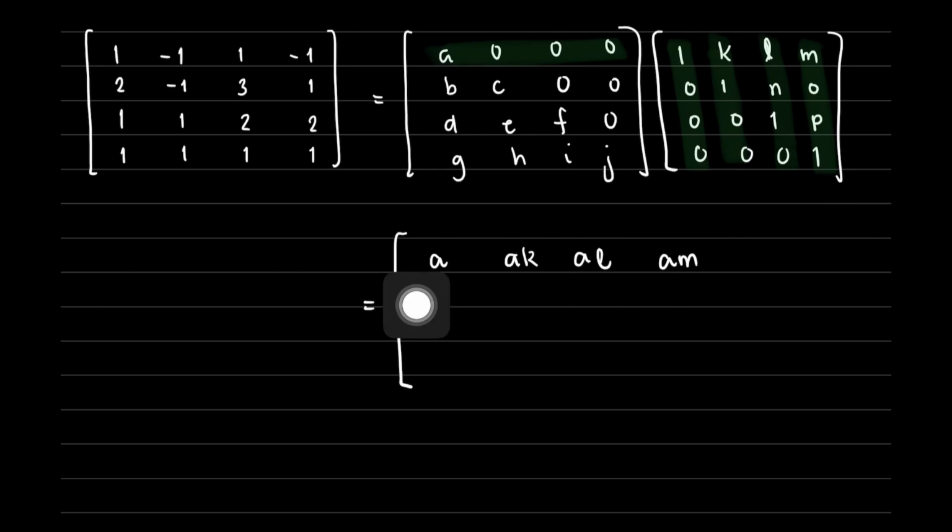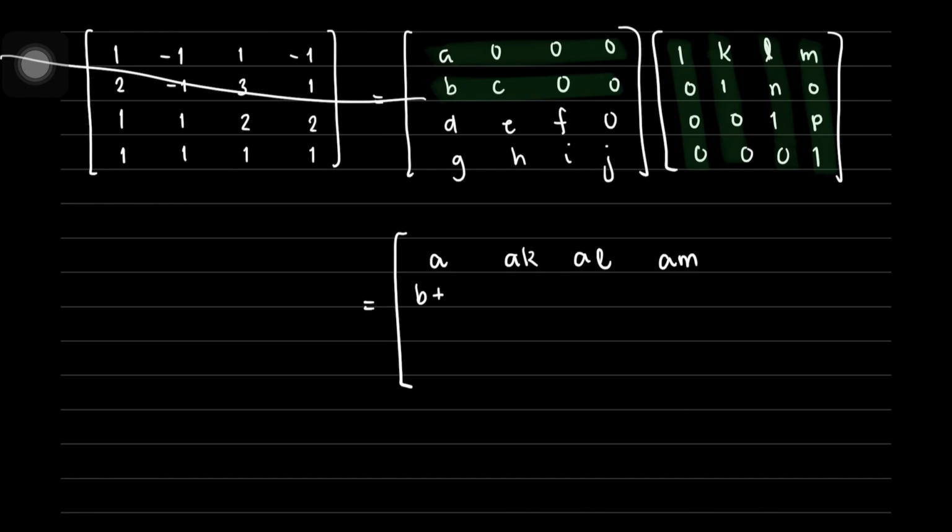For the second row of the resultant matrix, we're going to multiply the second row of the first matrix with each column. So for this particular element, we multiply this row with the first column, and that would be equal to b plus, so that's b times 1, c times 0, so that's equal to b.